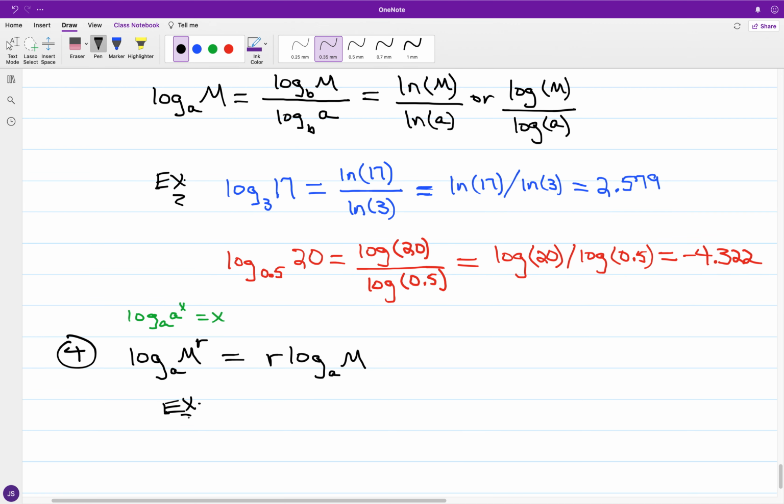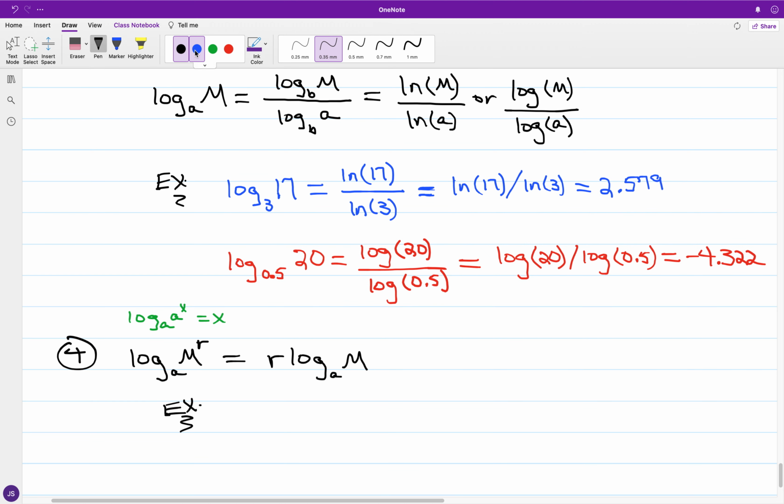In terms of how this might look upon first glance, if I have something like a base 3 logarithm of 5 to the t power, we have a at 3, m at 5, r at t, and I have to rewrite this with the exponent as a coefficient. So this is going to be t times the base 3 logarithm of 5.